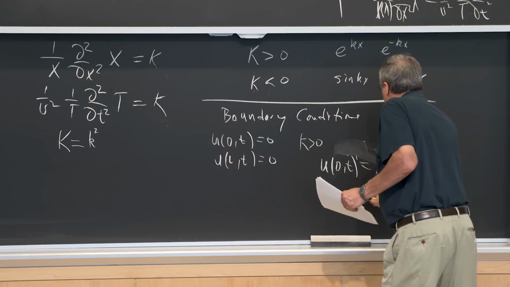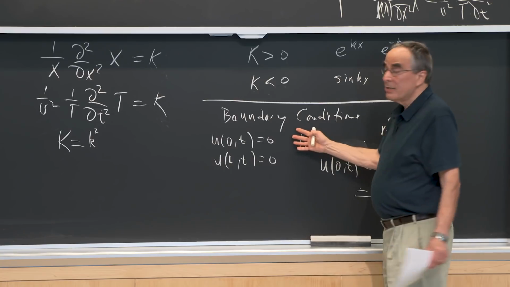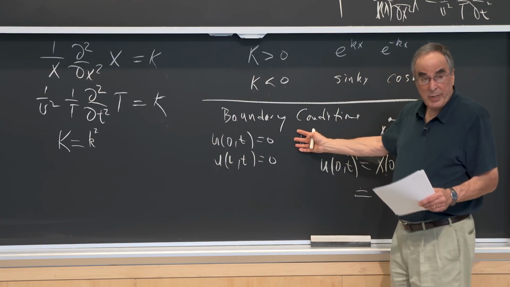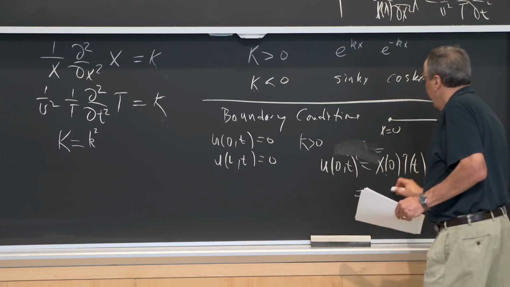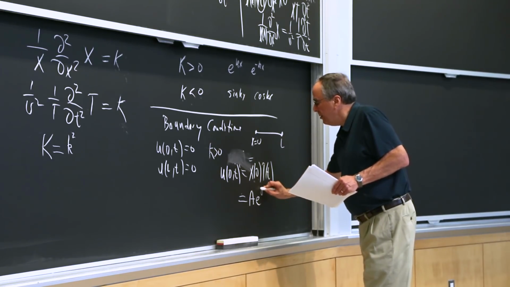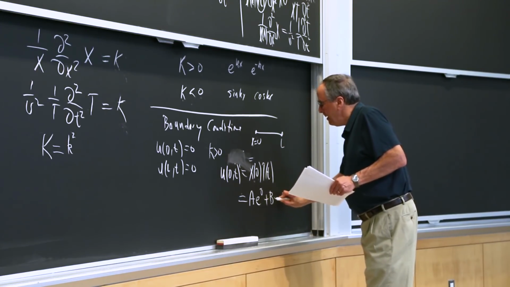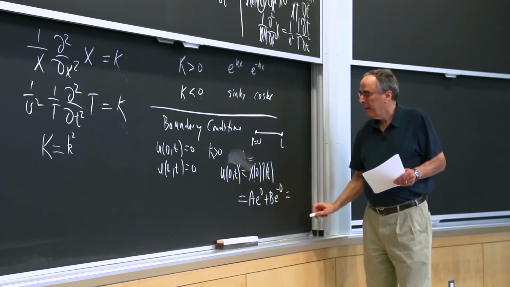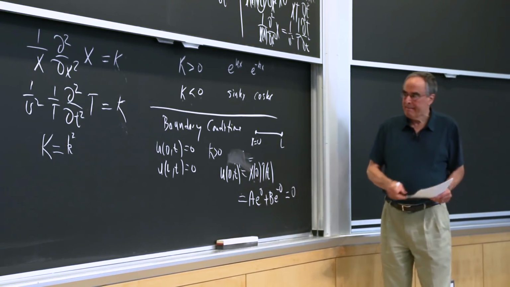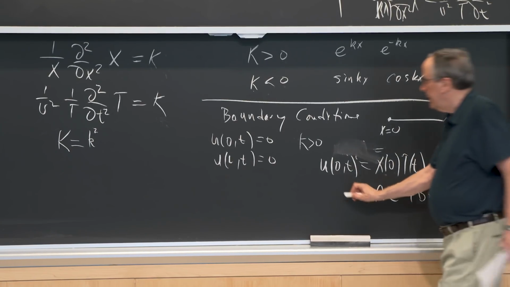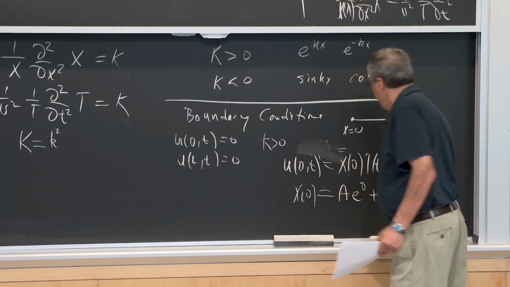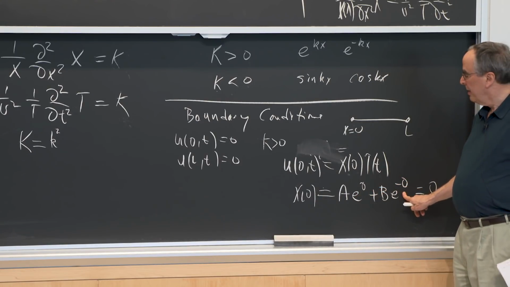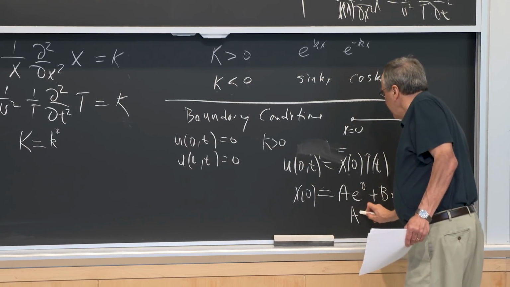Okay, so we have two solutions. If k is greater than 0, we have the exponential term. So we have a e to the 0 plus b e to the minus 0. And this has to be equal to 0. It's x of 0. Well, e to the 0 is 1. E to the minus 0 is 1. And so this is good. A has to be equal to minus b.